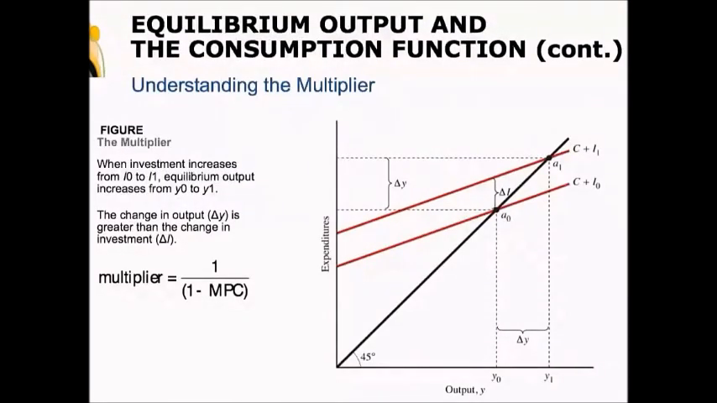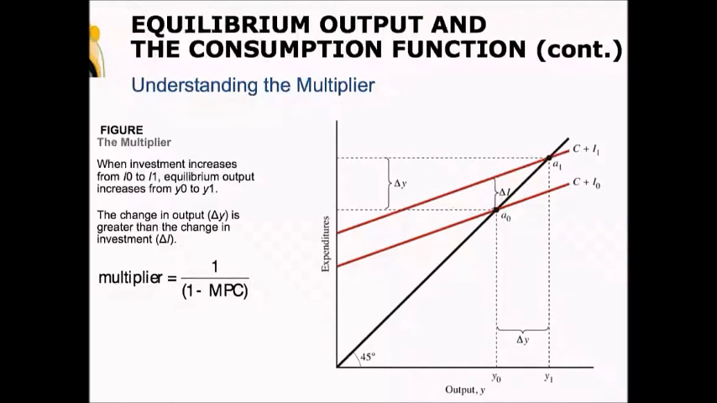What happens if investment changes? Well, an increase in investment will drive the intercept up. The line will pivot upwards in a parallel fashion. So we go from C plus I0 to C plus I1, where that increase is the change in investment.